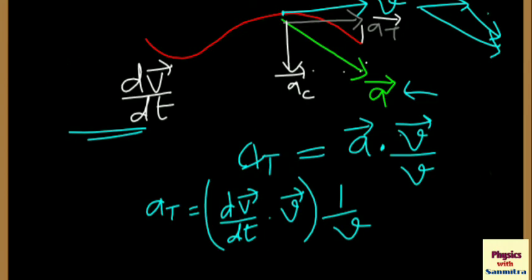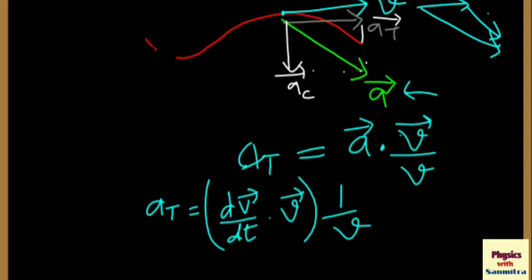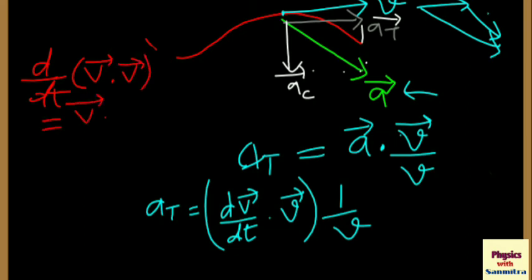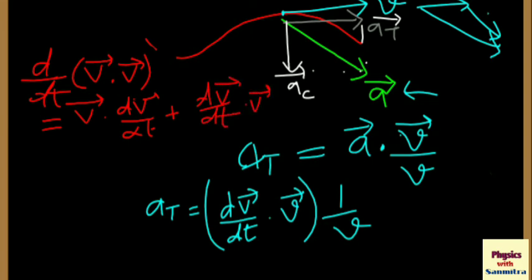Now I remove this part. Now just see here properly, d/dt of v vector dot v vector will give me v vector dot dv by dt vector plus dv by dt vector dot v vector, so that will give me 2 into v vector dot dv by dt vector. I think this is clear.